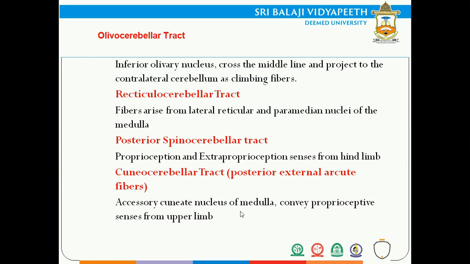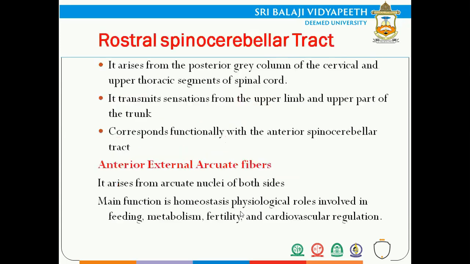So proprioceptive fibers from the lower limb and proprioceptive fibers from the upper limb are conveyed to the cerebellum by the spinocerebellar tract. That we can divide as the posterior spinocerebellar and the cuneo-cerebellar tract.